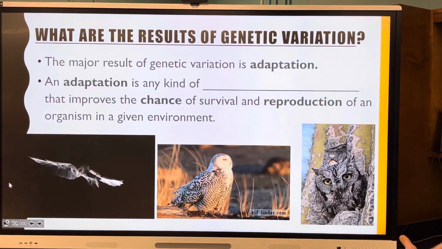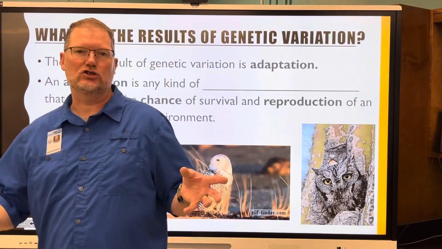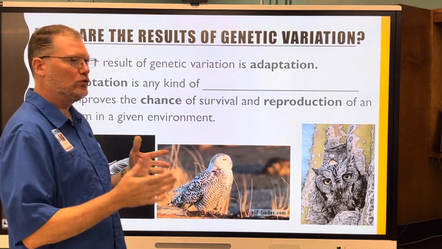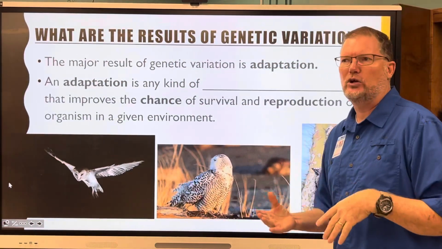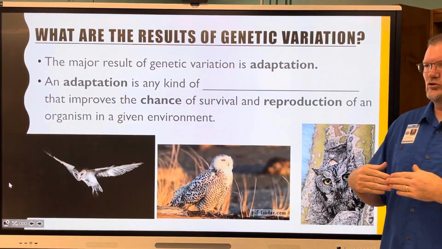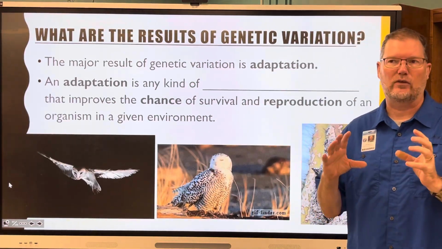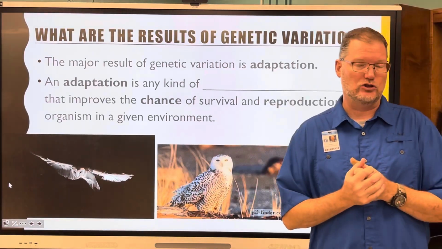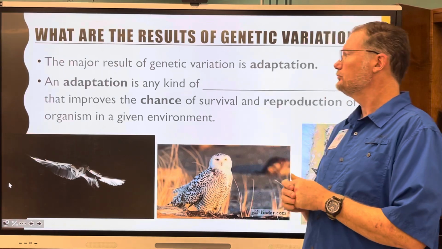Okay, so what are the results? You've got this genetic variation in a population. What happens to the species because of that genetic variation? We know a little bit. We know species have a better chance of survival if they have variation rather than a panda bear that has little genetic variation and can't adapt to the changing environment.